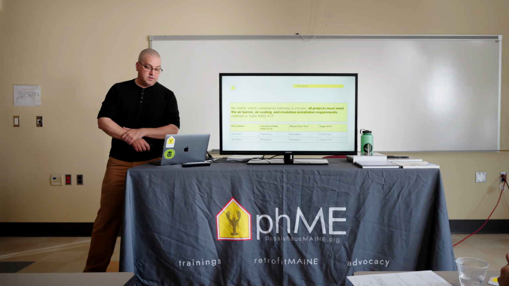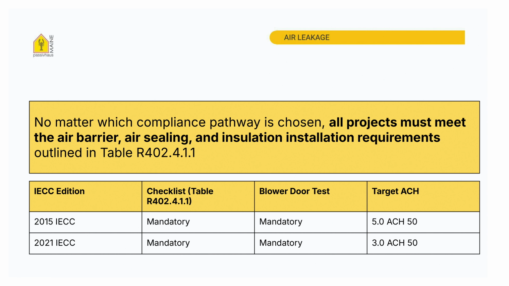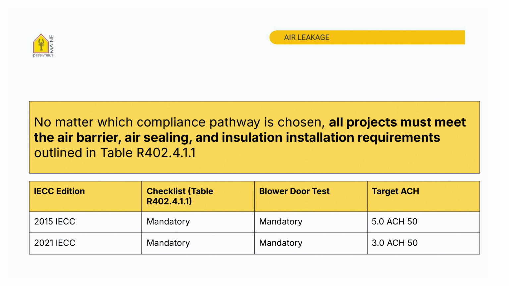The 2015 target air changes per hour was 5. Now in 2021, it is 3 air changes per hour. So the entire volume of air in the house is leaking out 3 times every hour or less. You see it says ACH 50. That means using the blower door to depressurize the house to 50 pascals. One thing the blower door does is simulate a 20-mile-per-hour wind hitting the house.